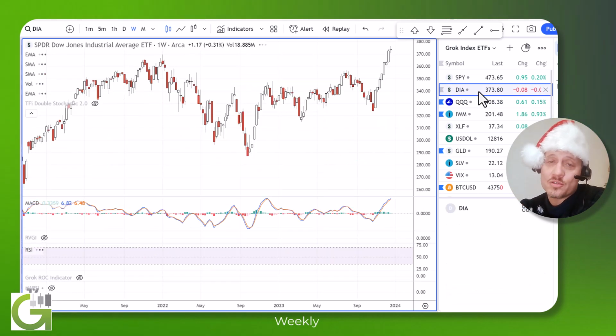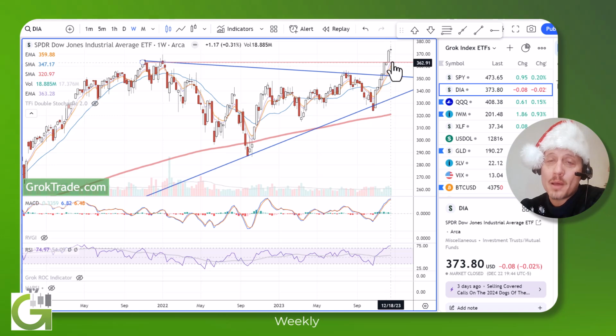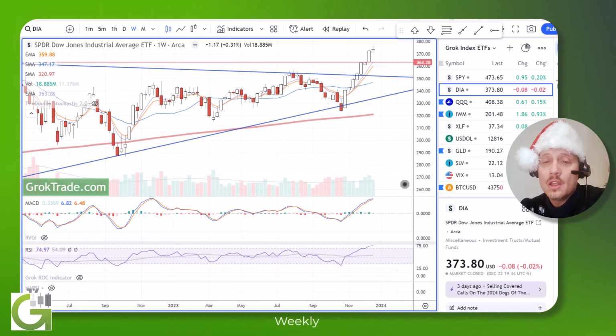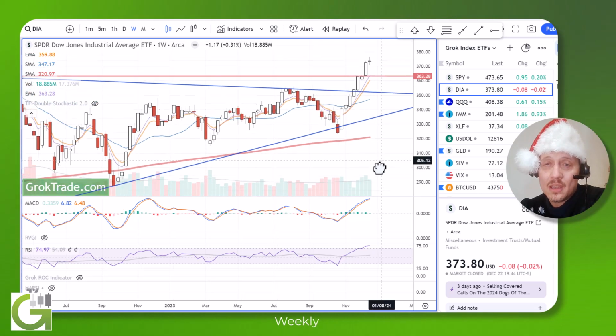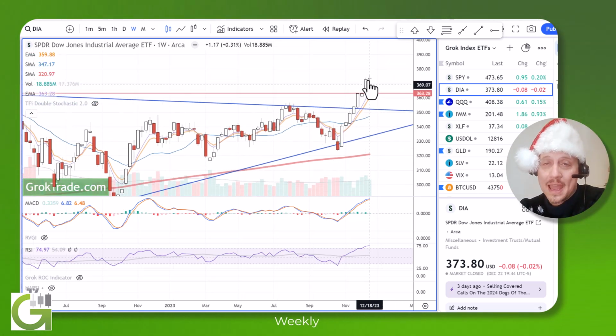Let's go to the diamonds weekly chart. Straight up, up, up, up. Extra bonus points in the chat box down below if you can tell me what that reversal pattern is.